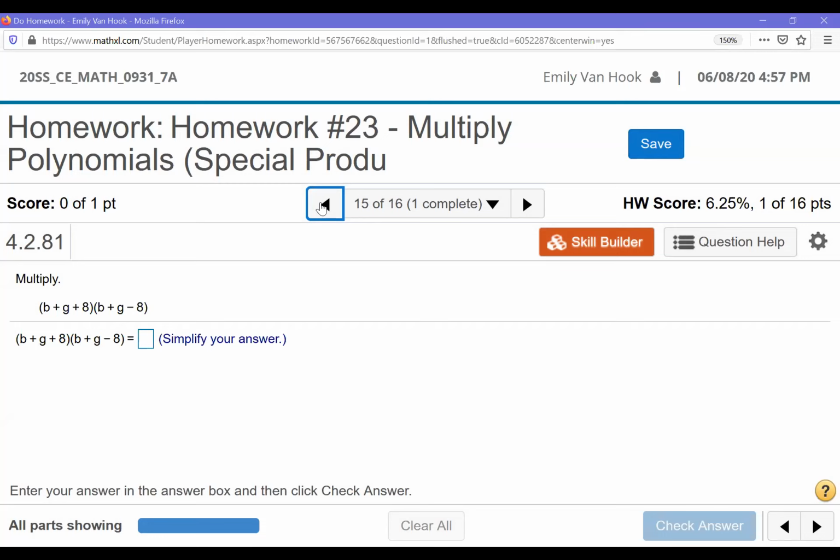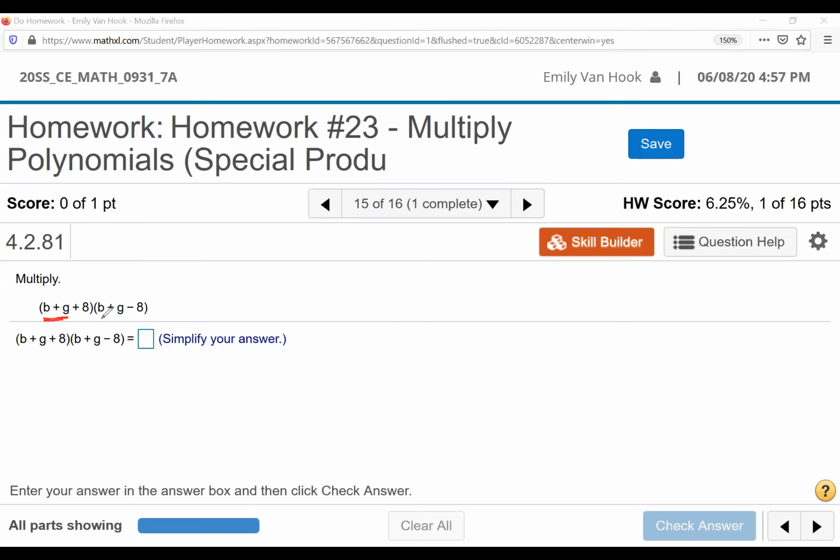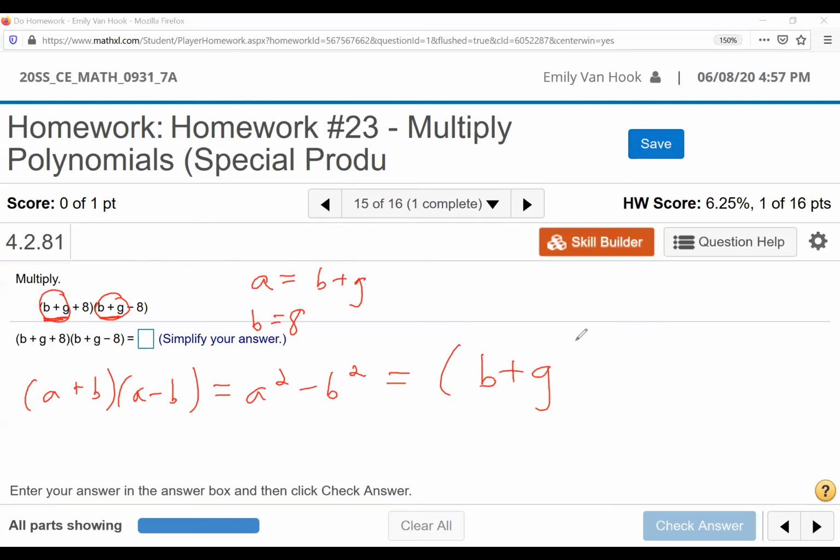They're kind of similar. So the idea is, let's see, b plus g is the same in both of those parentheses, and then the 8 is the same. So that's sort of like b. So you have this plus 8 and then this minus 8. So a plus b, a minus b. That's a squared minus b squared. So if I plug in, I could do b plus g squared minus 8 squared. Using another formula for the square of a binomial, that would be b squared plus 2bg plus g squared for that parentheses, and then minus 64.